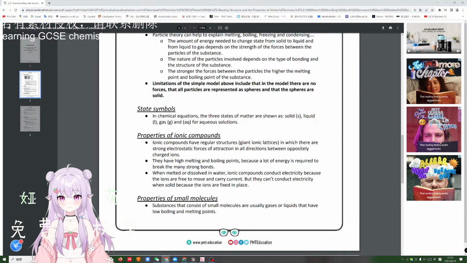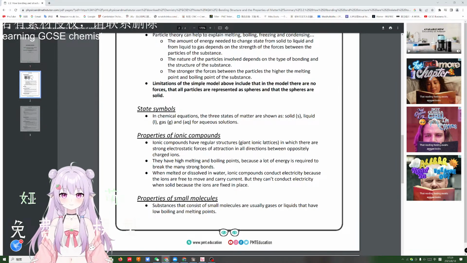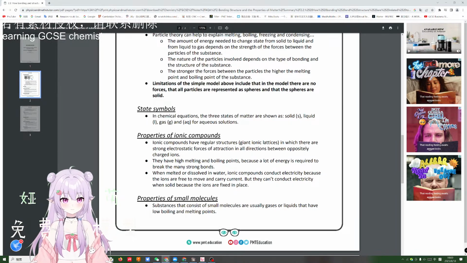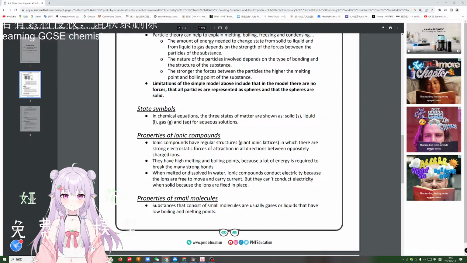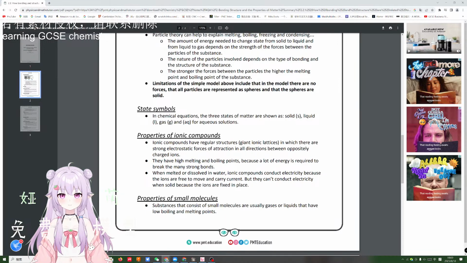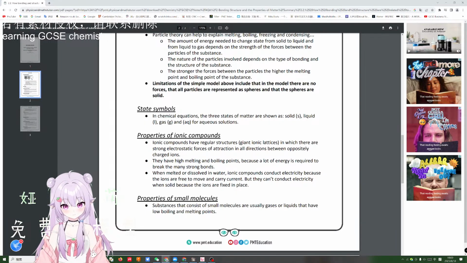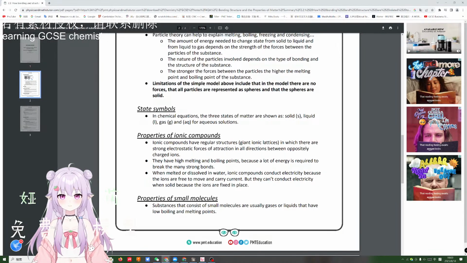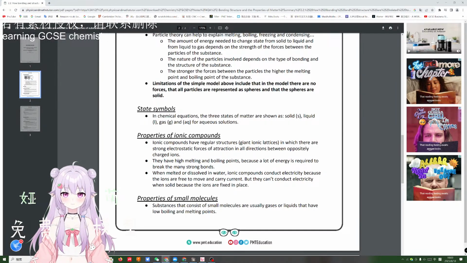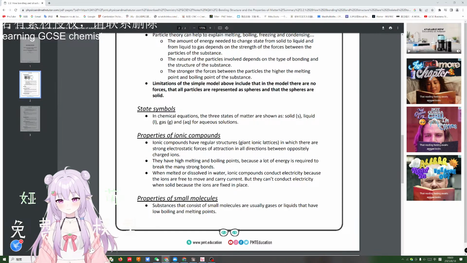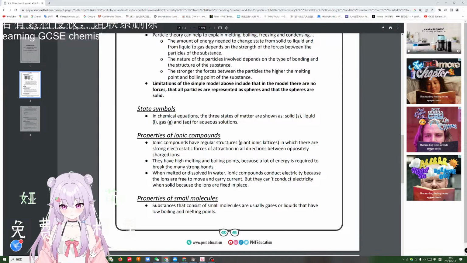We also have high melting and boiling points: lots of energy is required to break the strong ionic bonds. So the high melting and boiling points are because of the lots of energy required to break the bonds.